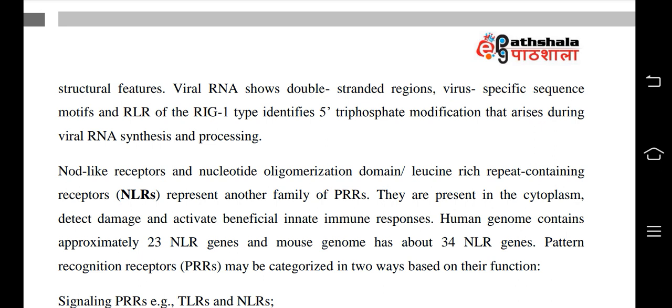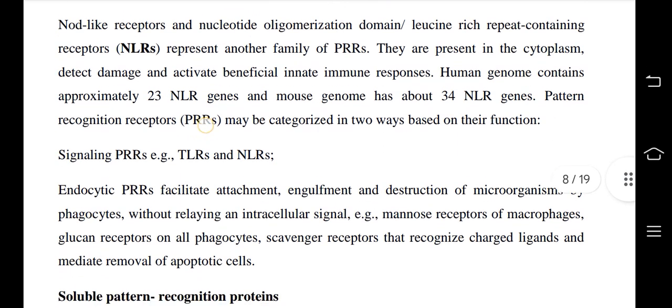NOD-like receptors, nucleotide oligomerization domain leucine-rich repeat containing receptors, or NLRs, represent another family of PRRs. They are present in the cytoplasm, detect damage, and activate beneficial innate immune response. The human genome contains approximately 23 NLR genes, and the mouse genome has about 34 NLR genes. Pattern recognition receptors, or PRRs, may be categorized in two ways based on their function.